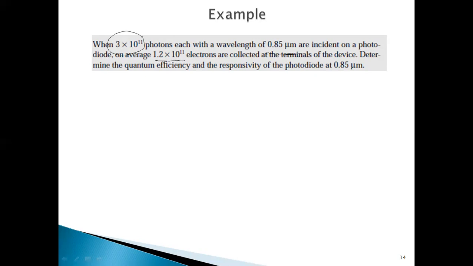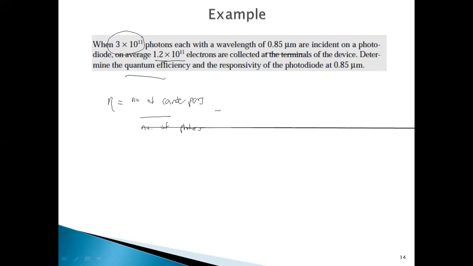Okay, so when we have 3 times 10 power 11 photons, then we have 1.2 times 10 power 11 electrons produced. So the question is: determine the quantum efficiency and responsivity of the photodiode at 0.85 micrometer. For the quantum efficiency, we have learned before that the quantum efficiency, with the symbol eta, is equal to the number of carrier pairs divided by the number of photons incident.